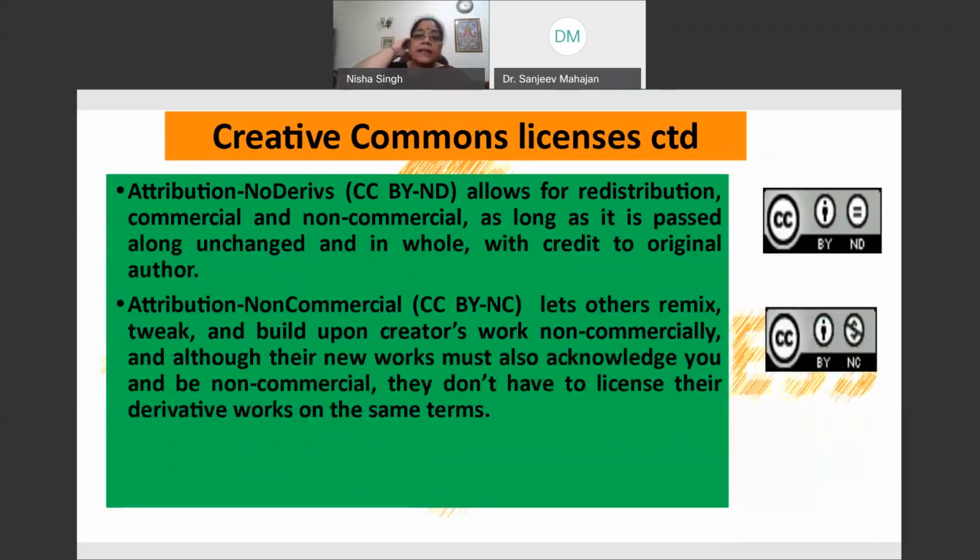Then Creative Commons license, CC BY ND, that is non-derivative. You cannot make any changes into it. And NC, जैसे मैंने पहले बोला था, you can make changes, but then you should not earn money out of it. It is non-commercial.